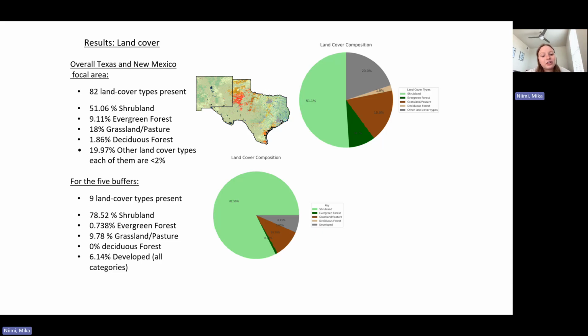However, for my 5 buffers, only 9 of the land cover types were present out of the 82. We found that 78.52% of the buffers were mostly shrubland. This is, once again, a very large number considering that only half of Texas and New Mexico are shrubland. And we found that 0.738 is evergreen forest, 9.78 is grassland pasture, 0 deciduous forest, and 6.14 developed. This is also very important based upon the calculations we will do next.